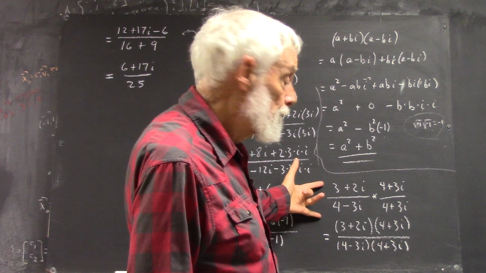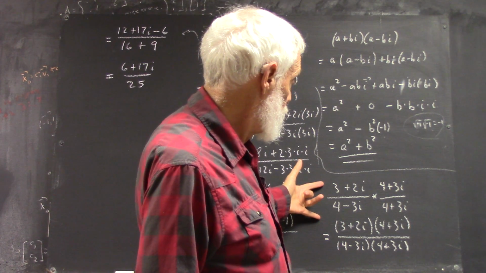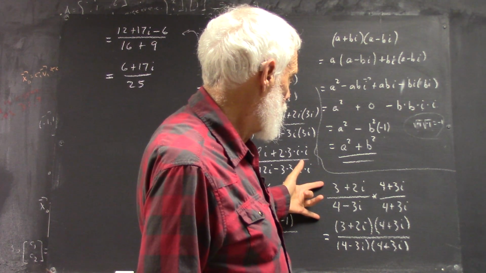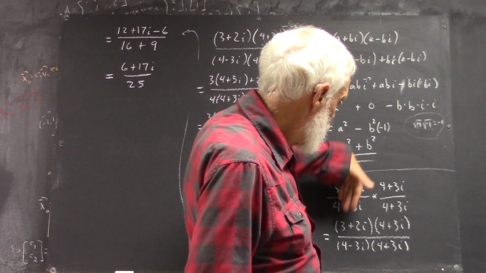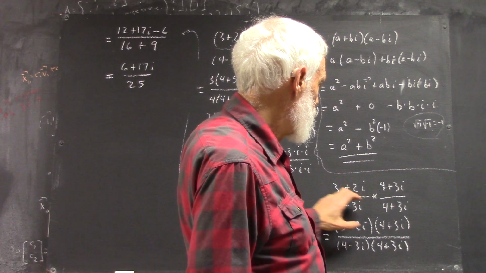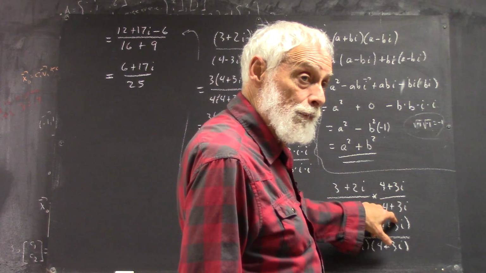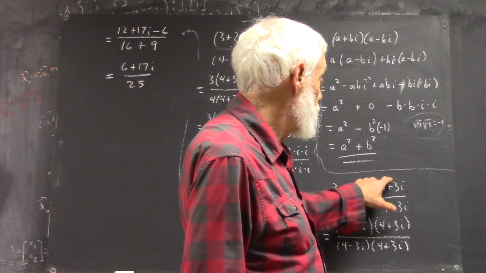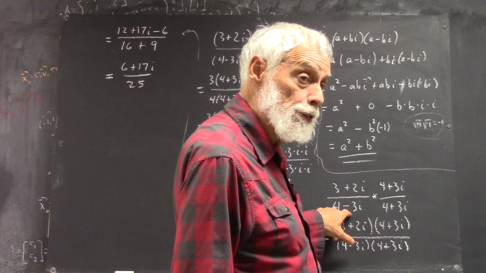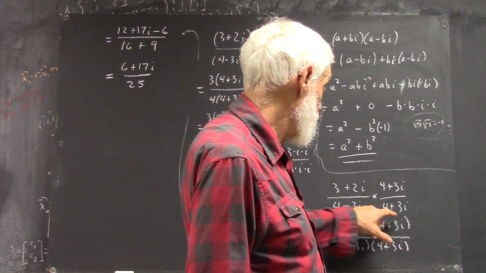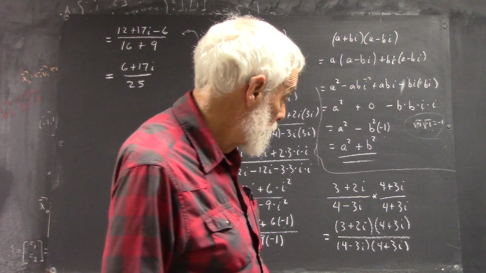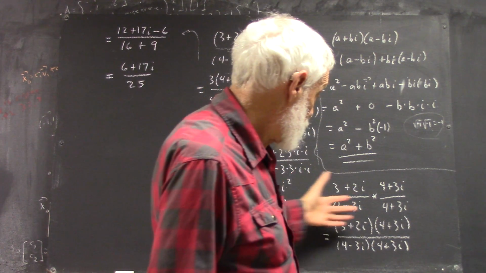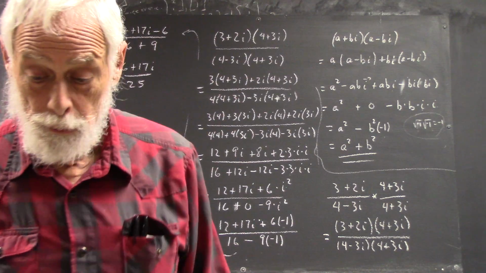Now we go on and do a multiplication, or a division, okay? We have this divided by this, and we divide it by multiplying numerator and denominator by the conjugate of the denominator, something we're used to doing, but not necessarily with complex numbers. Okay, so we go on with this example.